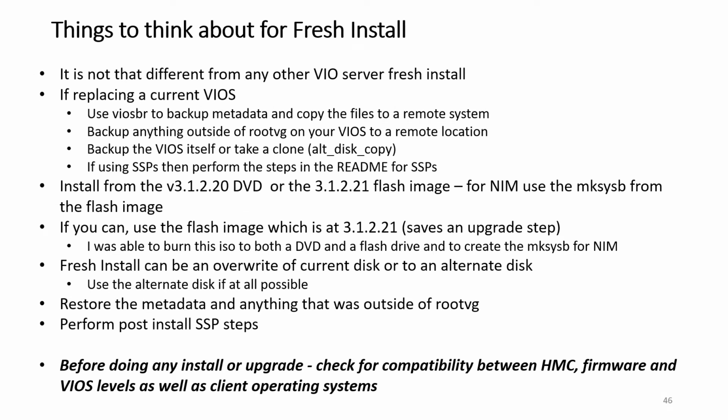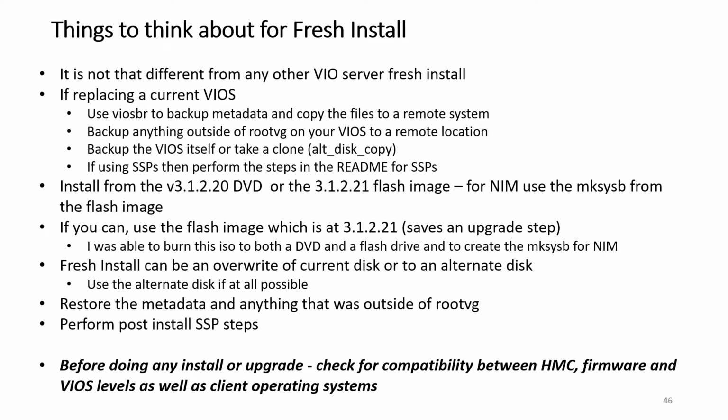Some things to think about for a fresh install. Version 3 fresh install is no different to a version 2 fresh install. If you are replacing a current VIO server, obviously you're going to want to LPM everything off. You're going to want to run VIOSBR to back up your metadata. If you are using logical volumes, you need to back them up. If you have anything outside of root VG on your VIO server, you'll need to back it up. And again, I use the flash image, so I just use the makesysb image from the flash image.